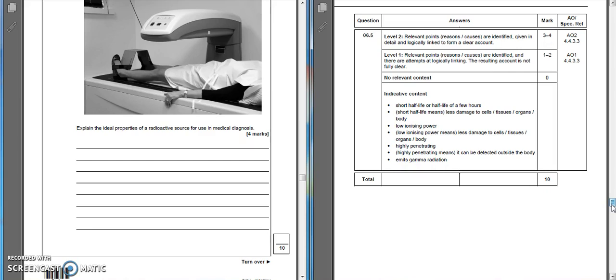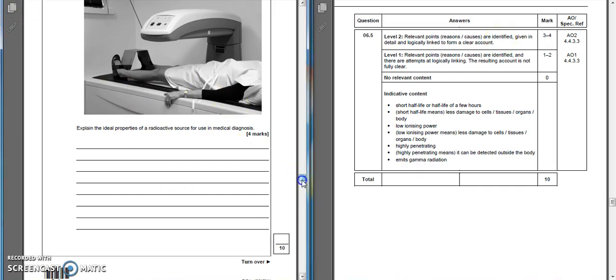The other reason we probably want gamma radiation as well is that if we put alpha inside the body, it's highly ionizing, it's the most likely to cause cancer. Beta's less so, but again, it's not particularly well suited because it's not penetrating. So again, we come back to gamma radiation, which has got the lowest ionizing potential, but also the highest penetrating potential. It's only worth 4 marks, this one, but there's still a quality of written communication. So we want it to be logical, clear, with capital letters and full stops.